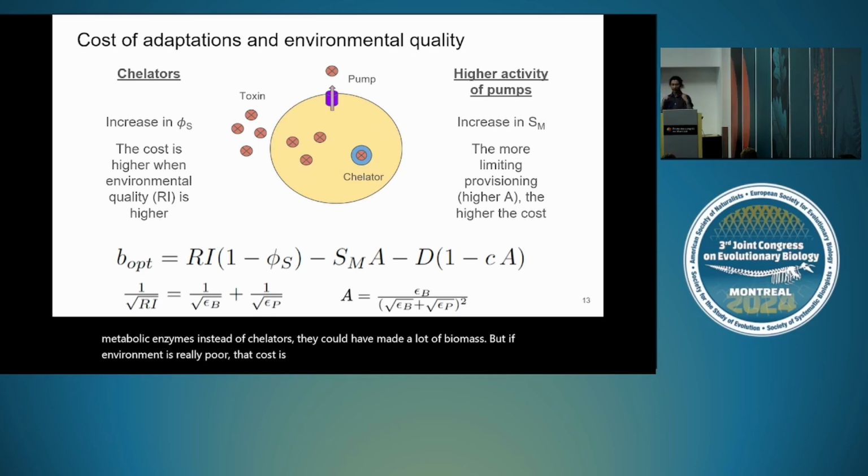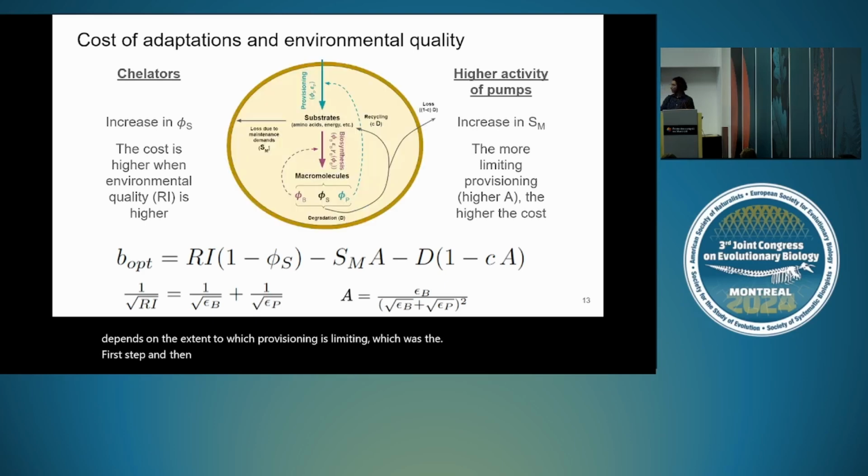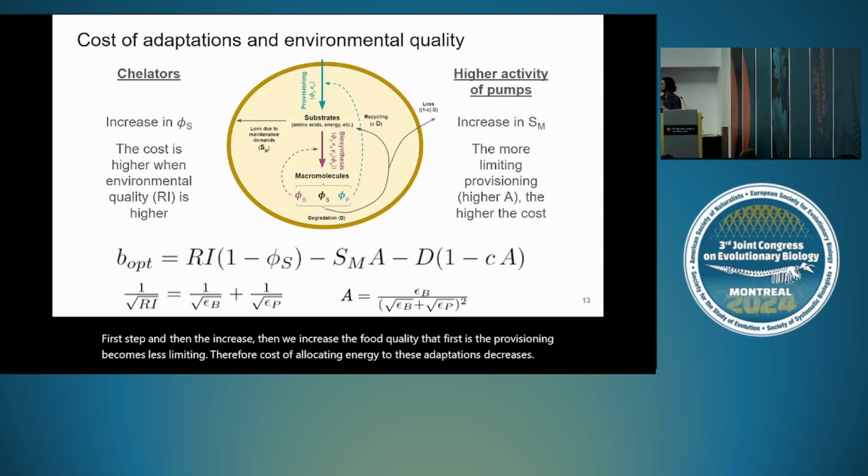On the other hand, higher activity of pumps requires more energy, which is like increasing maintenance demands. And the cost of that depends on the extent to which provisioning is limiting, which was the first step. And when we increase the food quality, that first step, provisioning, becomes less limiting. Therefore, the cost of allocating energy to these adaptations decreases. So this was what I was trying to answer at the beginning: how can I compare the cost of higher activity of pumps and making chelators, and also how those costs will change when we change the environment.